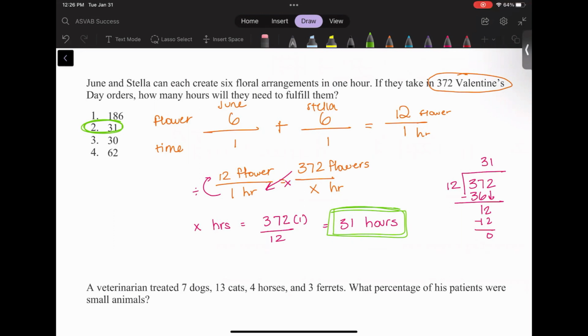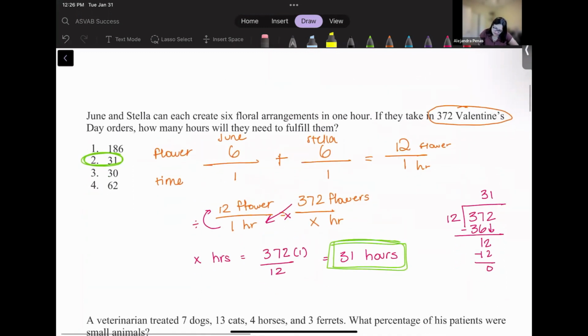Why did you add 6 plus 6? Because I had 2 people that were working together. So given that it was 2 people working together, I was like, okay, it says that each can create 6 floral arrangements in 1 hour. So 6 for June, 6 for Stella. It gave me 12 flower arrangements in total in 1 hour.